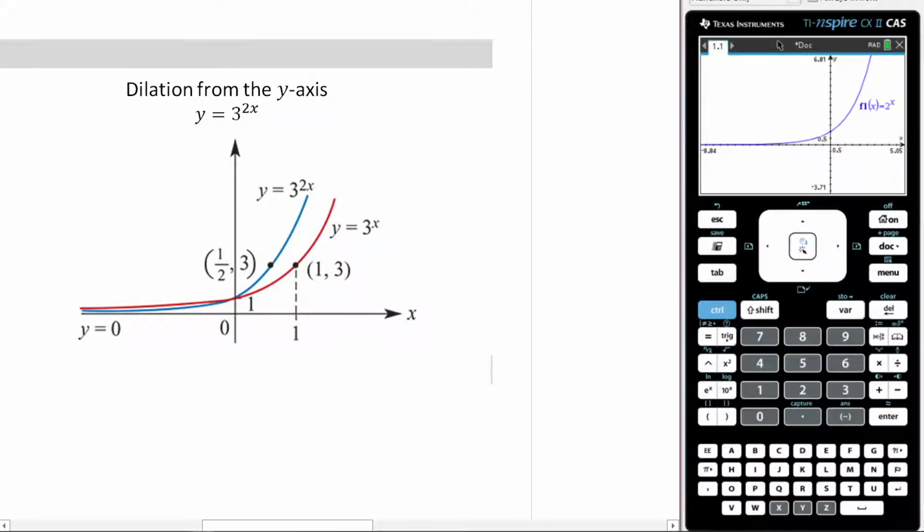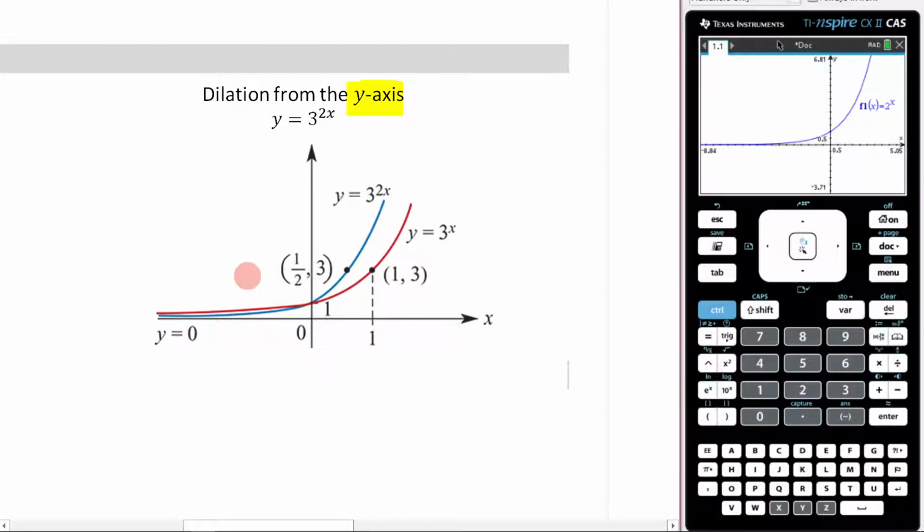We're now going to talk about dilations, but this time from the y-axis. Now, these tend to be the more confusing of the dilations. So let's begin by just writing down what it would look like in our function notation. We know that when we're dilating from the y-axis, that means we've got this. So we're timesing the x by the k here.